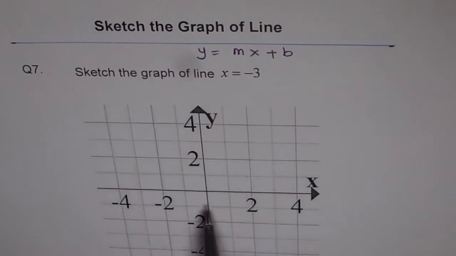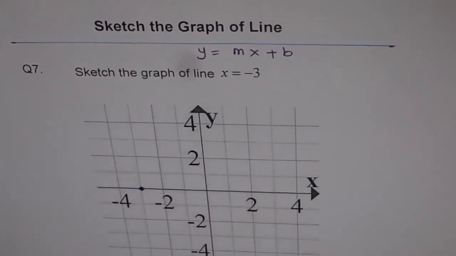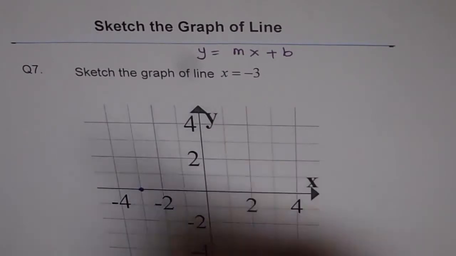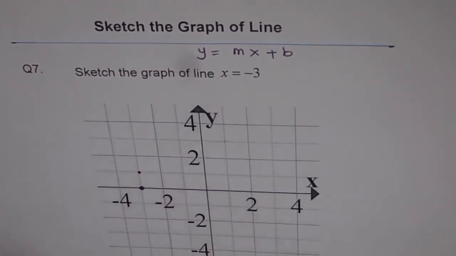x equals minus 3 means what? One minus two, this is minus 3. Well, we got one point, x equals minus 3. When we say that x equals minus 3, then we also mean that y could be anything but x is minus 3. That is what it means. So y could be anything but x is minus 3. Can y be 1? Yes, it can be. Okay, that's good. So let's go up.